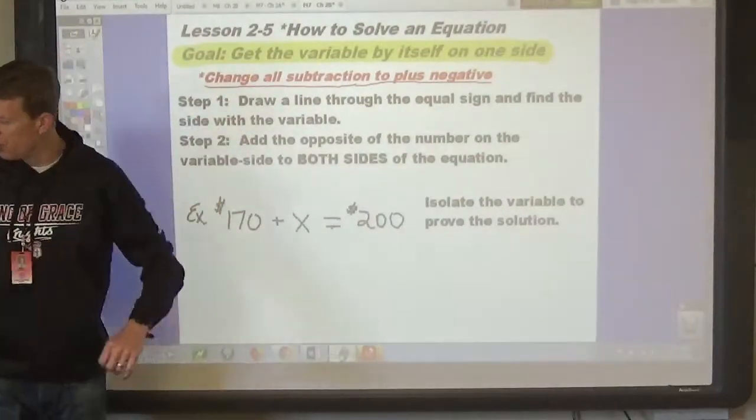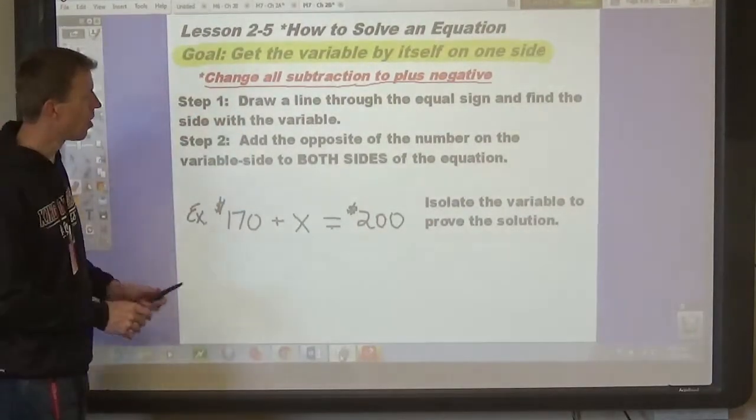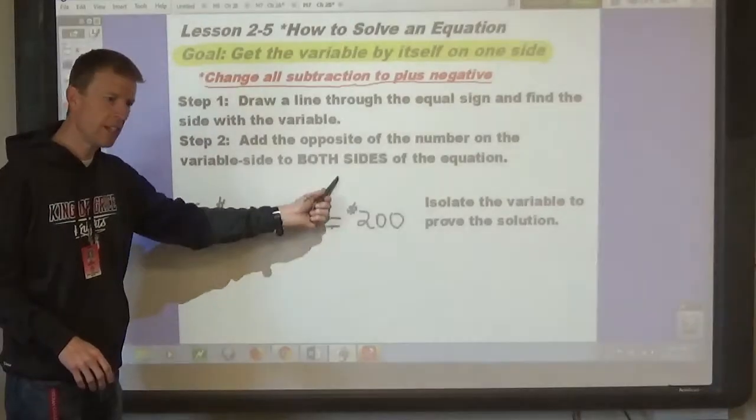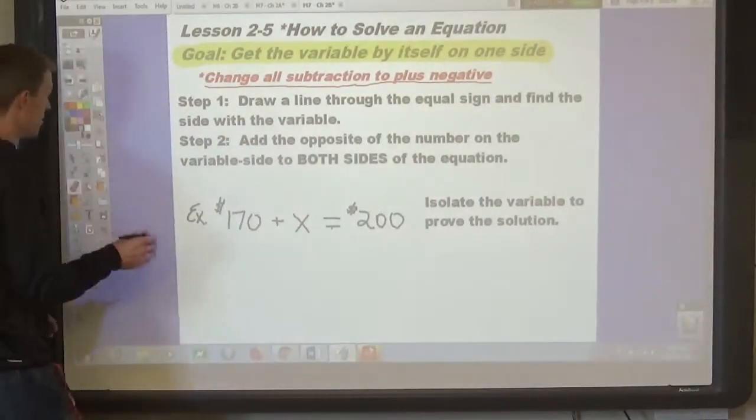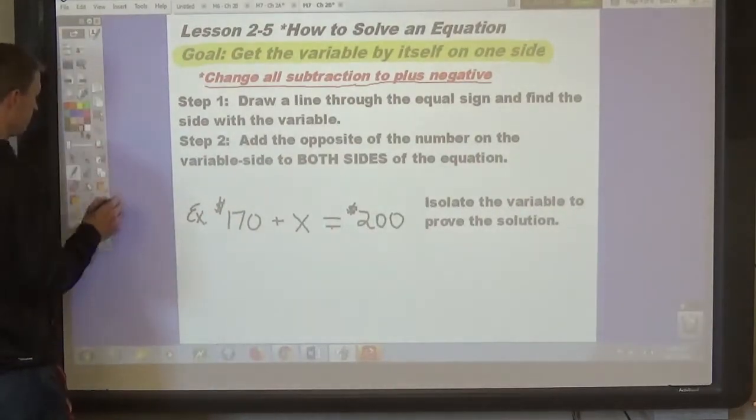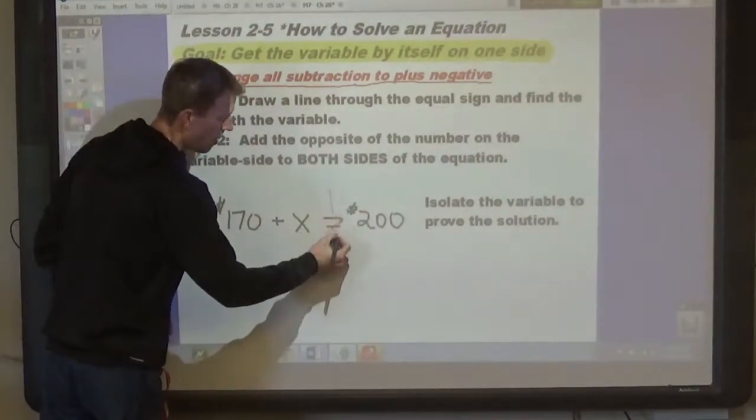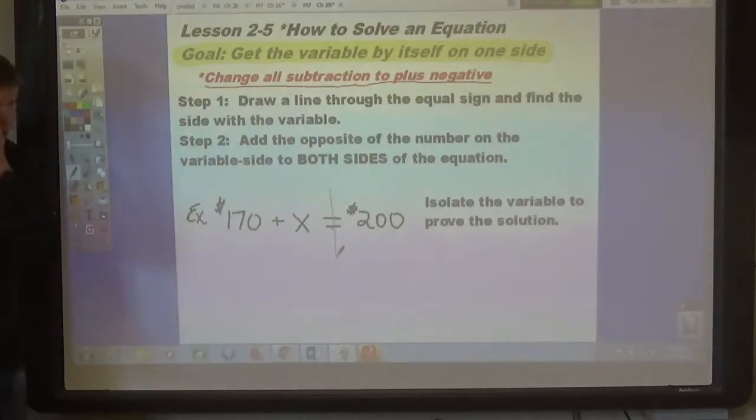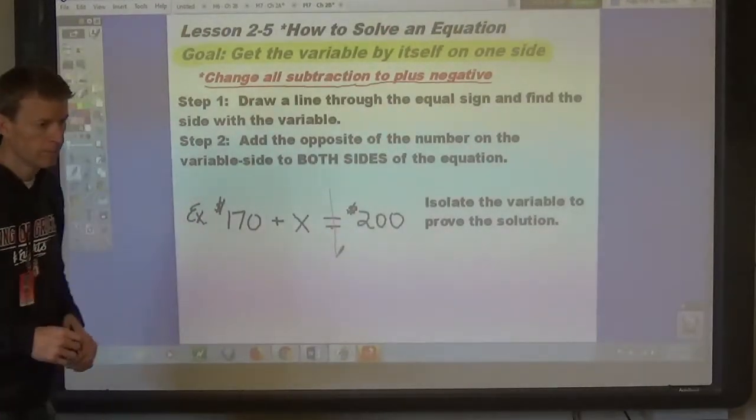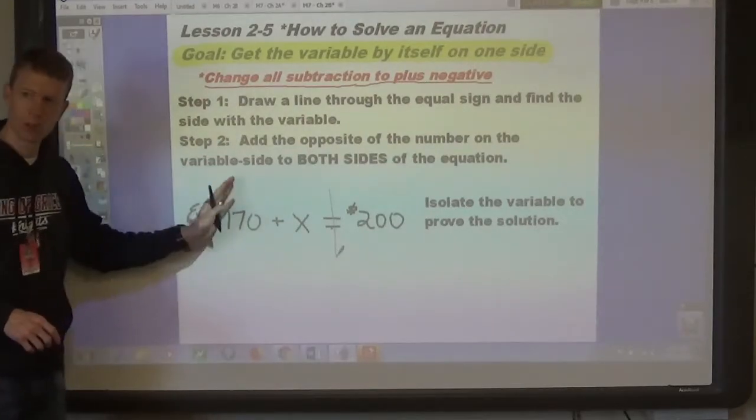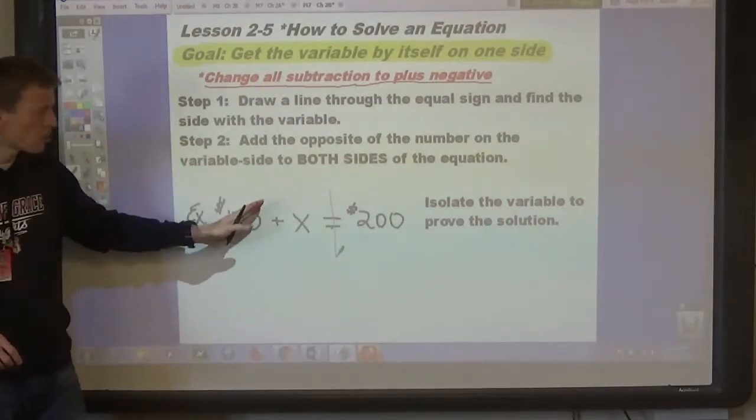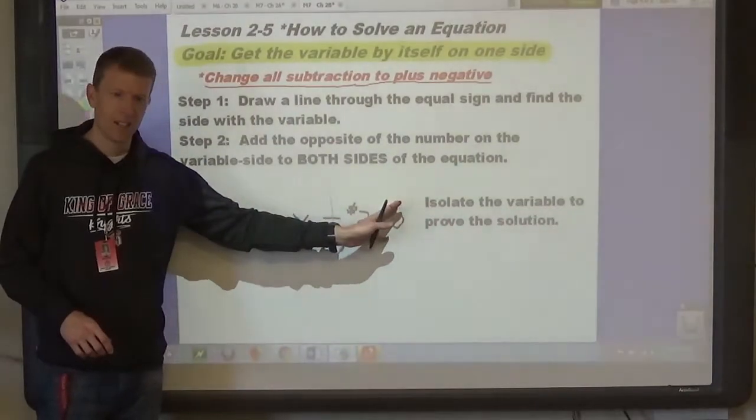Then, what we're going to do is draw a line through the equal sign. You know what this line does? What does that show? Yeah? It like divides the two sides. Yeah, it divides the two sides. Yep, so that we have a left side of the equation and a right side of the equation.